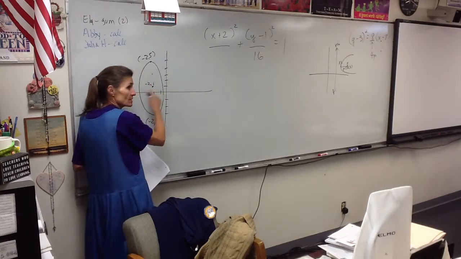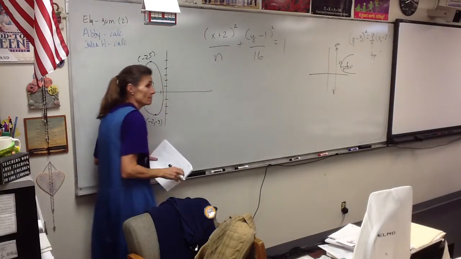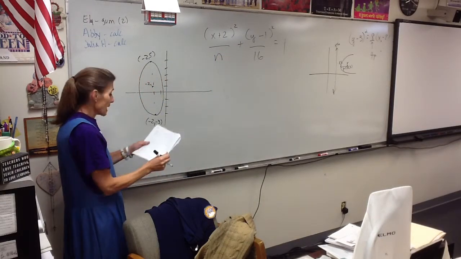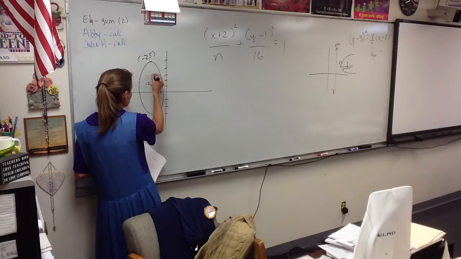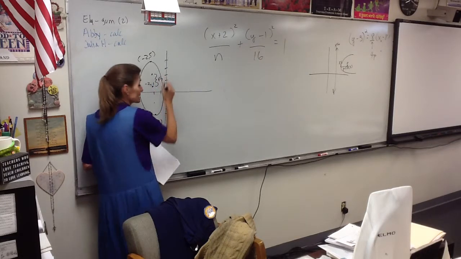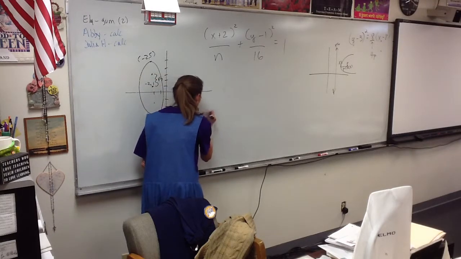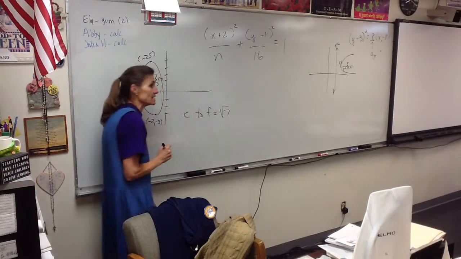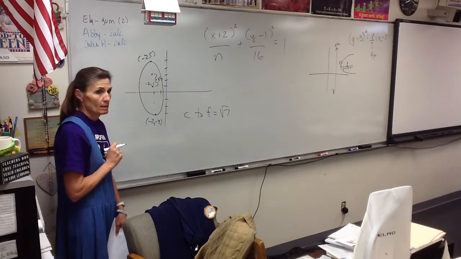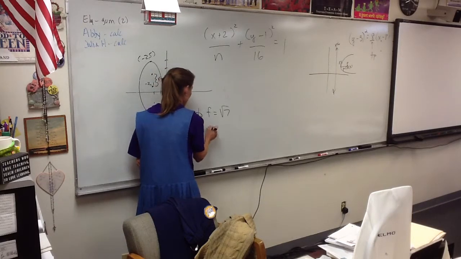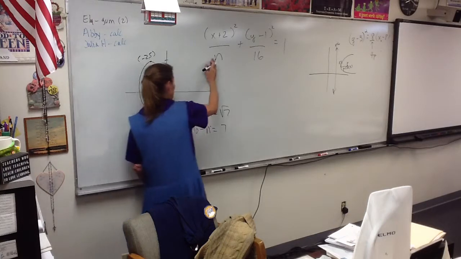I have no idea how far sideways I went. They didn't give me these points. So I do not know what this number is. But I do know from the given that the distance from the center to the focus is root 7. So center to focus is root 7 in an ellipse. How do we find the distance from the center to the focus? Subtract the denominators. Big minus little has to be 7. So what does this number have to be? 9.